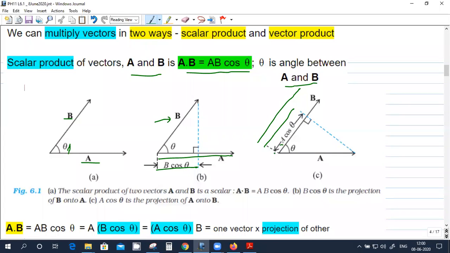So when theta is 90 degrees, the projection will be 0. If you have two vectors like this, A, B, the projection of B vector onto A is 0. It's only this much. And similarly, projection of A vector onto B is also 0. So when the two vectors are perpendicular, the dot product is 0.